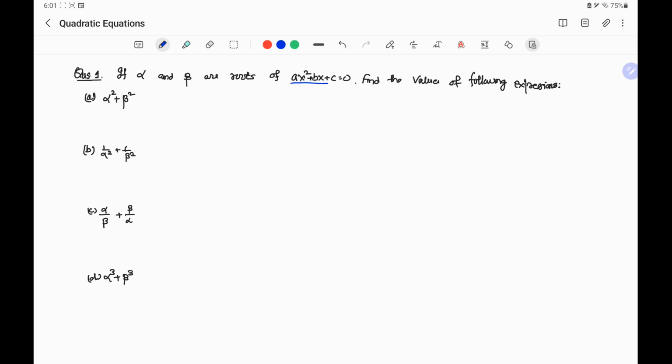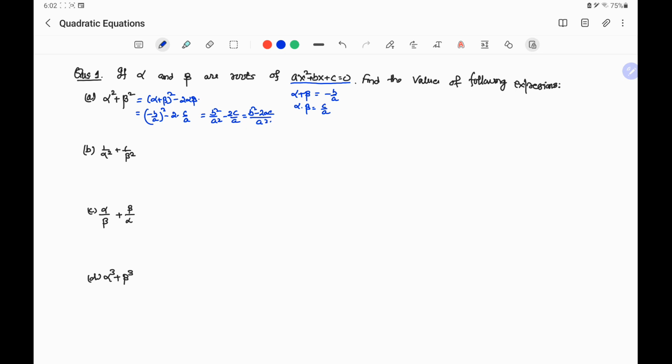From the quadratic equation ax square plus bx plus c equal to 0, we know that sum of roots alpha plus beta will be equal to minus b by a, and product of roots alpha into beta will be equal to c by a. So we can write that alpha square plus beta square equal to alpha plus beta whole square minus 2 alpha beta, and now substituting the value, we will have minus b by a whole square minus 2 into, and alpha beta is c by a. So this will be equal to b square by a square minus 2c by a, and we can write it as b square minus 2ac by a square.